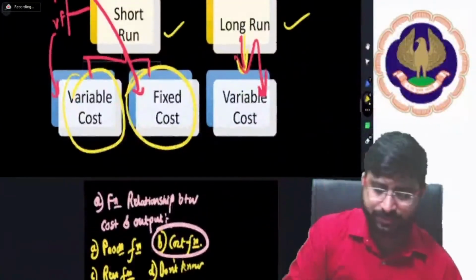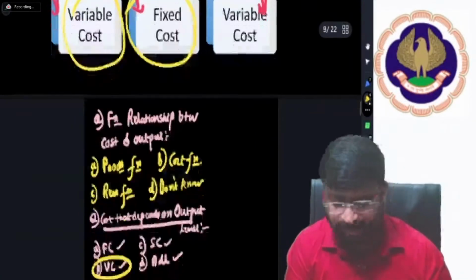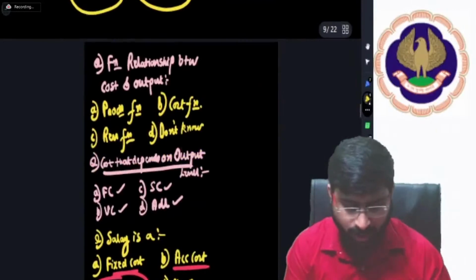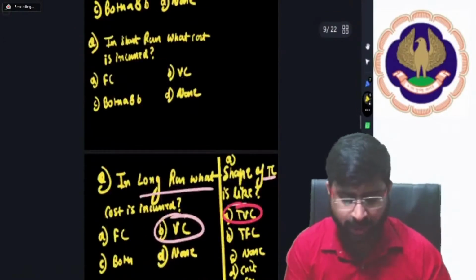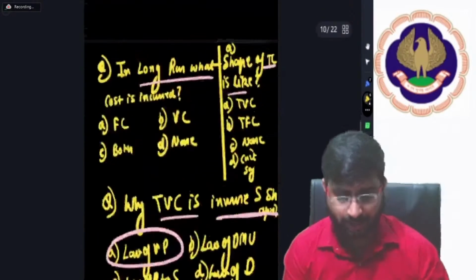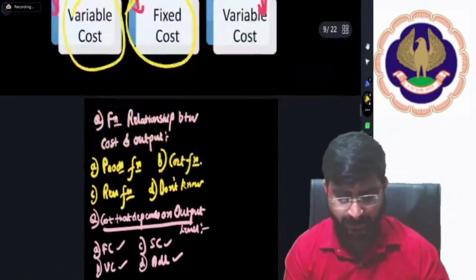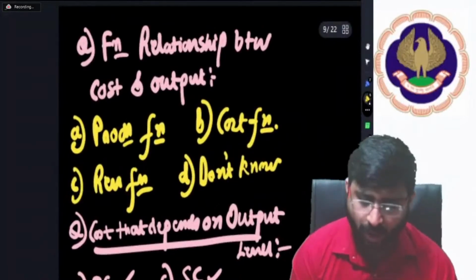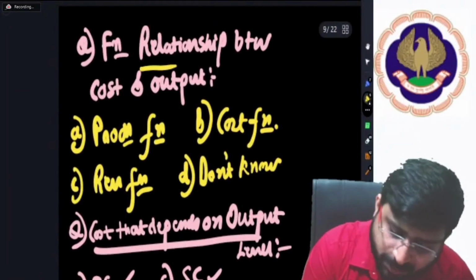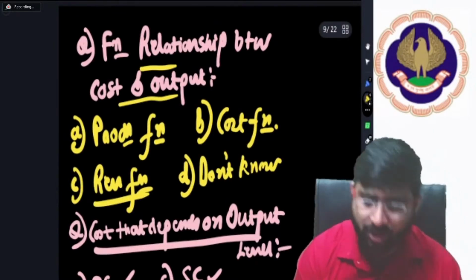Yes, sir. Before I move any further, let's take a test on MCQs of yours, so that I can understand whether you are understanding or not. All right, now pay attention. First question: what is the functional relationship between cost and output called? Production function, revenue function, cost function, or don't know?